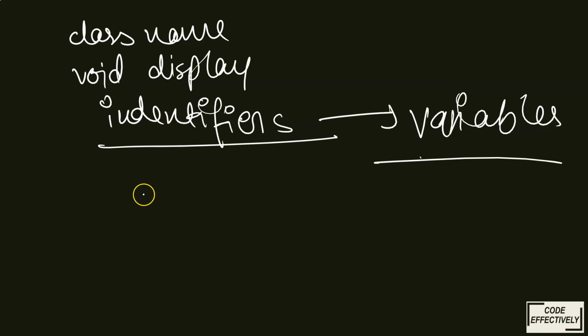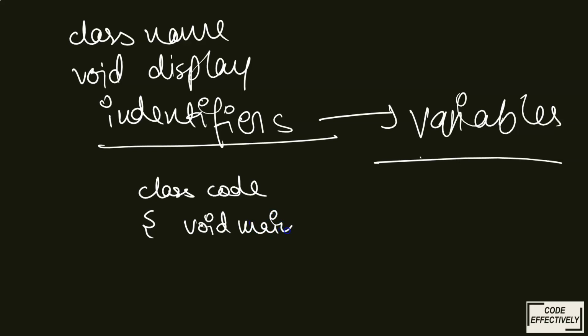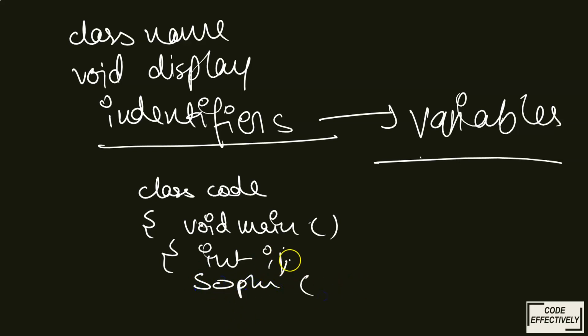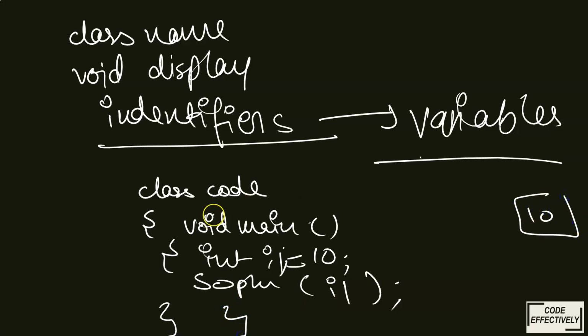So in a basic program, let's say class code, because we are Code Effectively, and now let's say void main. Okay, so this is our program and int I1. So SOPLN, and what is the value of I1? 10, let's say. So SOPLN display I1. What will be the value displayed on your computer screen? It will be 10.